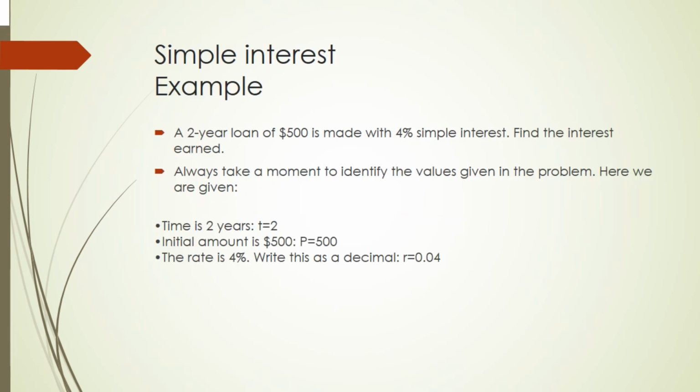Example: a 2-year loan of $500 is made with 4% simple interest. Find the interest earned. Always take a moment to identify the values given in the problem. Here, we are given time is 2 years, T equals 2. Initial amount is $500, P is 500. And the rate is 4%, where we can write this as a decimal, R is 0.04.